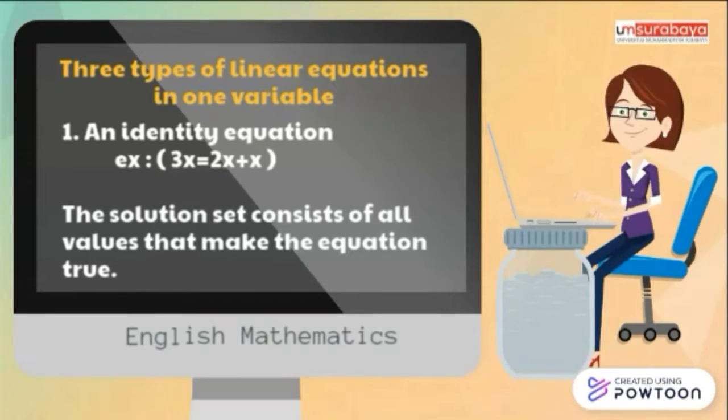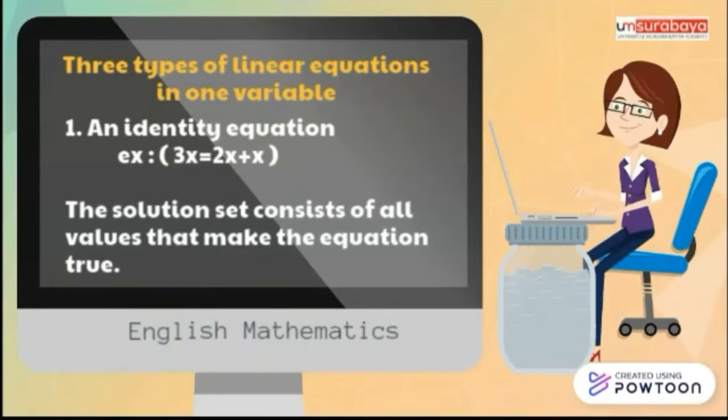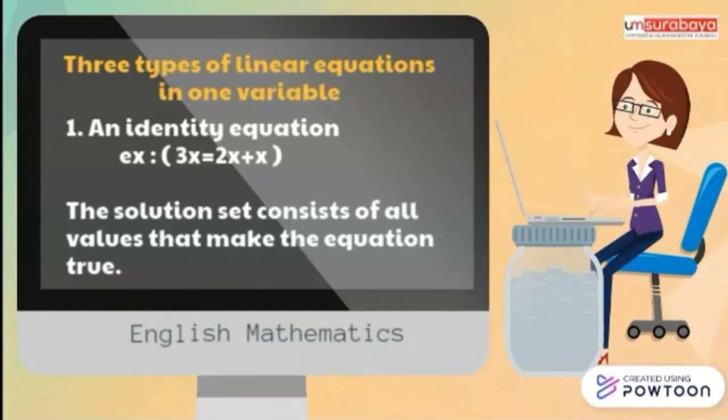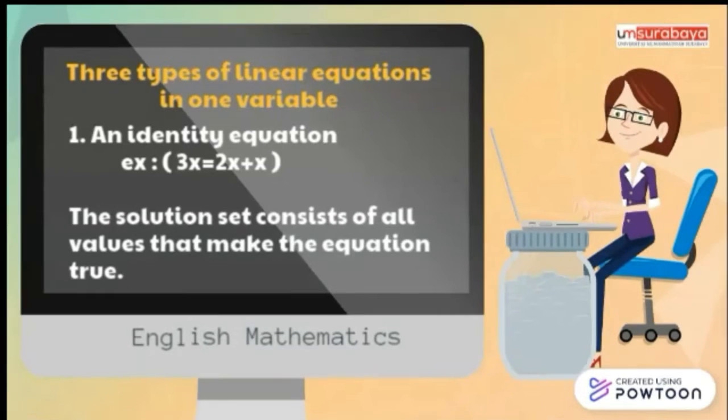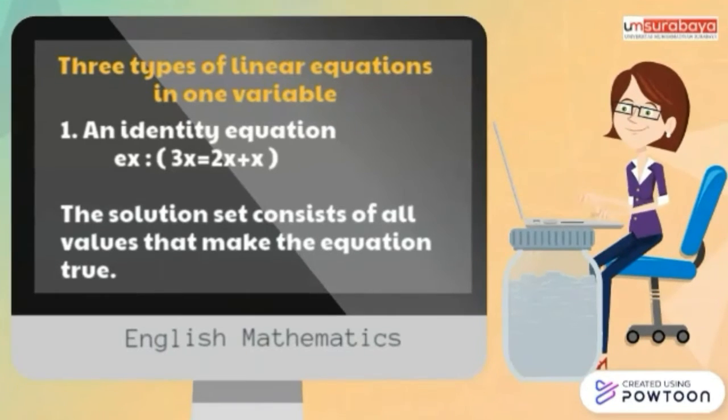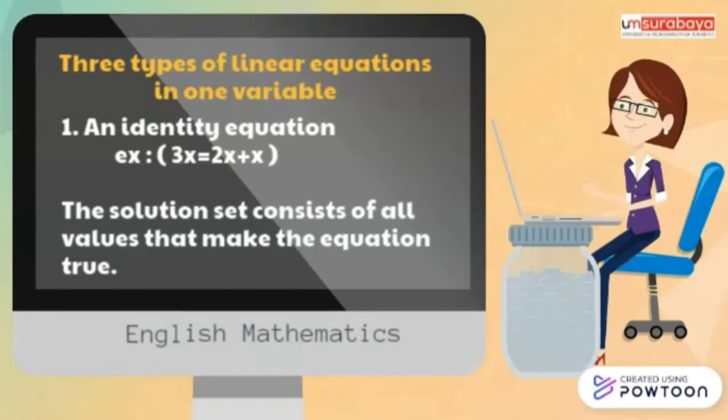An identity equation is true for all values of the variable. Here is an example of an identity equation: 3x equals 2x plus x. So, the solution set consists of all values that make the equation true. For this equation, the solution set is all real numbers, because any real number substituted for x will make the equation true.